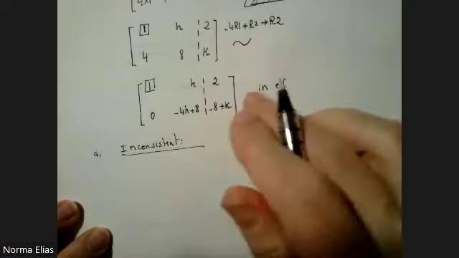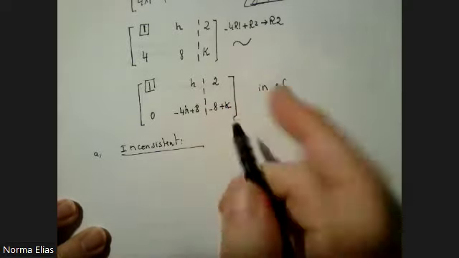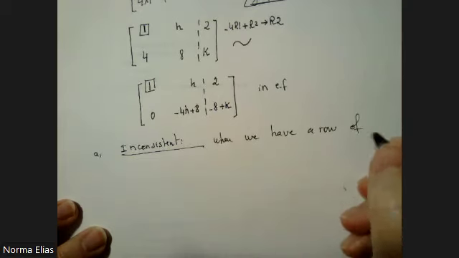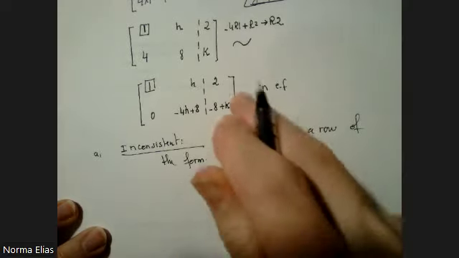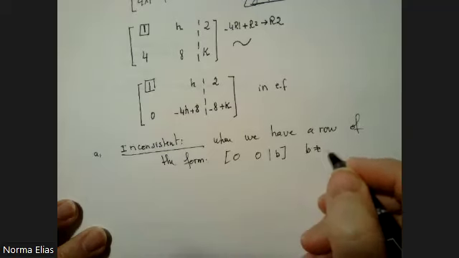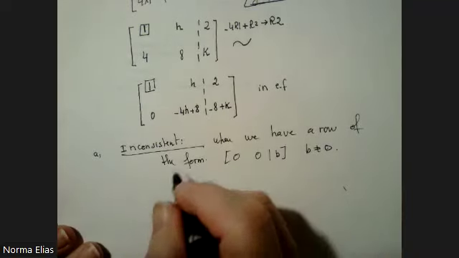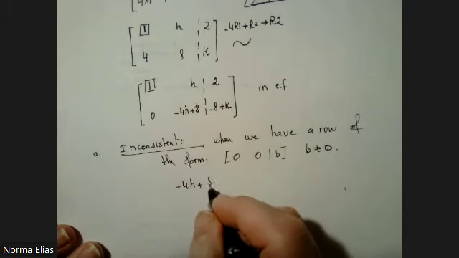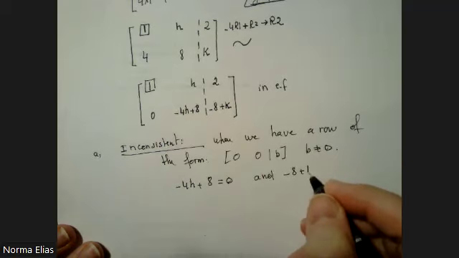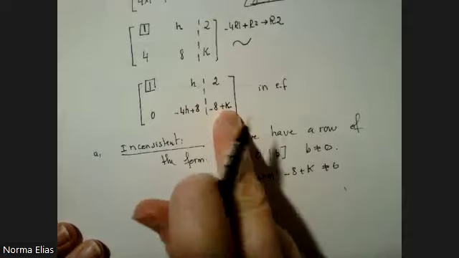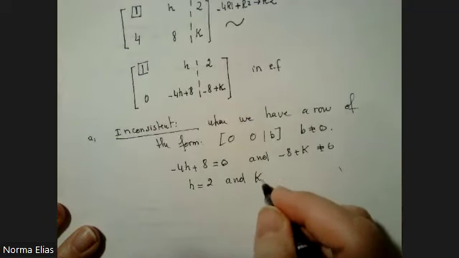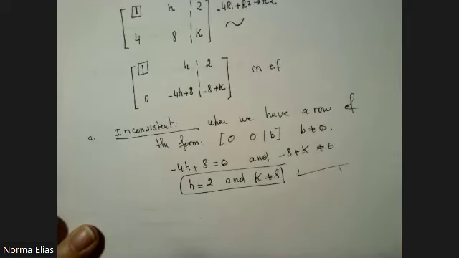Absolutely correct. Inconsistent, basically, we need a row of the form 0, 0, B, where B is non-zero. So basically, if we have a pivot in the last column, that's when we have inconsistency. And this would occur when -4h plus 8 equals 0, but -8 plus k is different from 0. This will cause a pivot right here in the rightmost column, so this gives h equal to 2 and k different from 8. Absolutely correct.